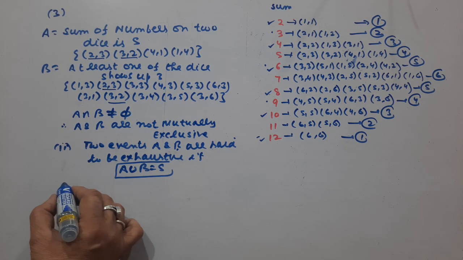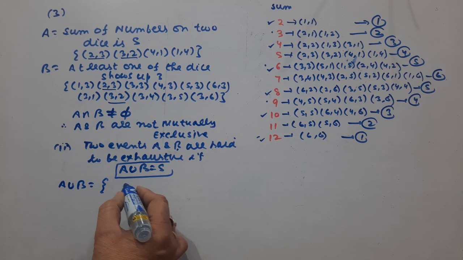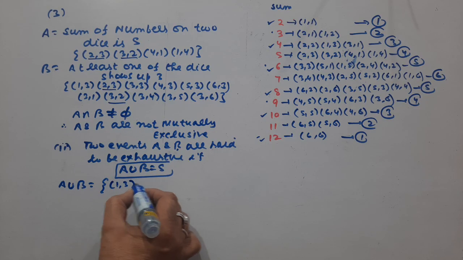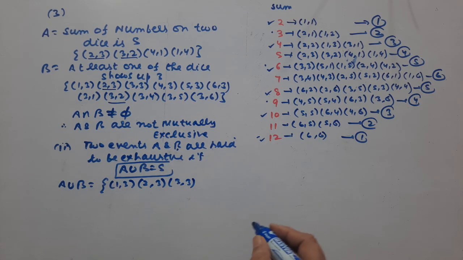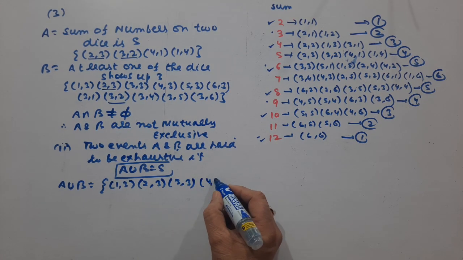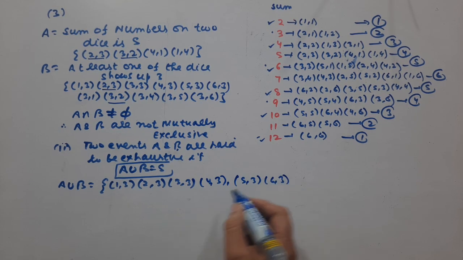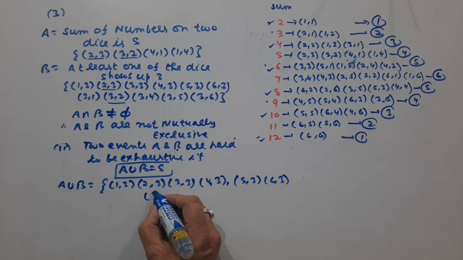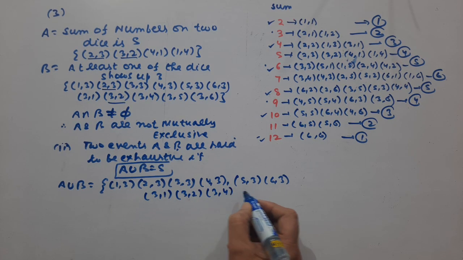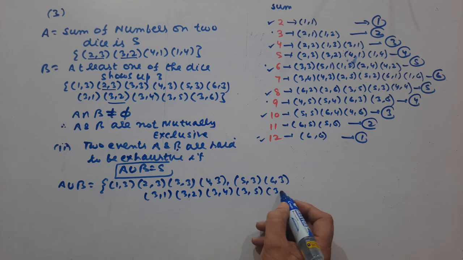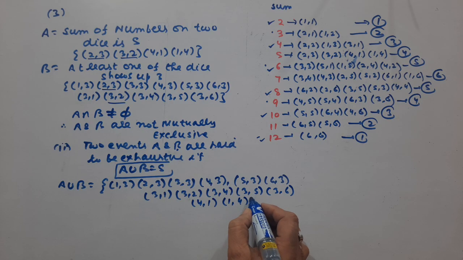Now here, if I find out A union B, then it will be (1,3), (2,3), (3,3), (4,3), (5,3), (6,3), then (3,1), (3,2), (3,4), (3,5), (3,6), and then (4,1) and (1,4).